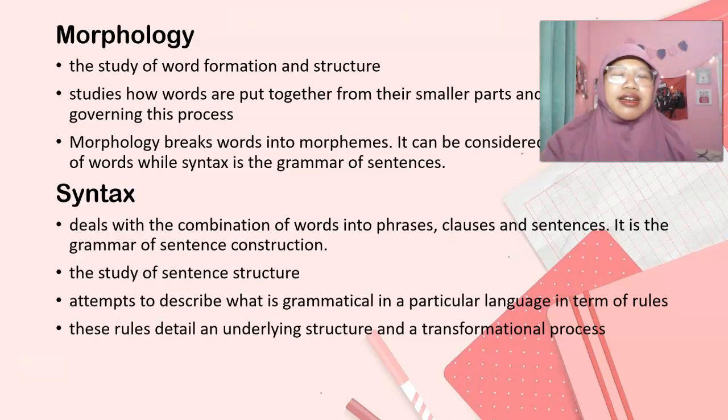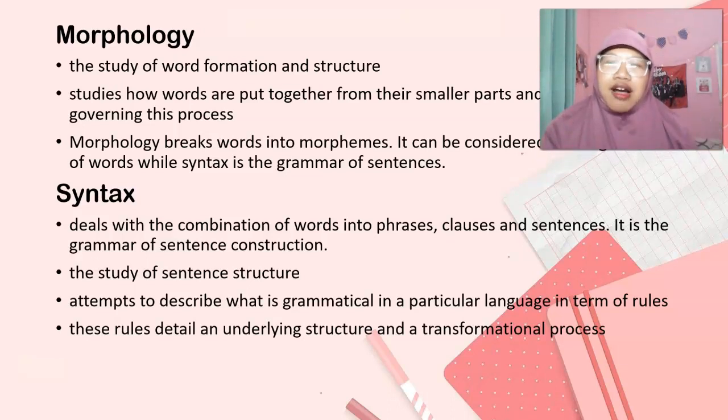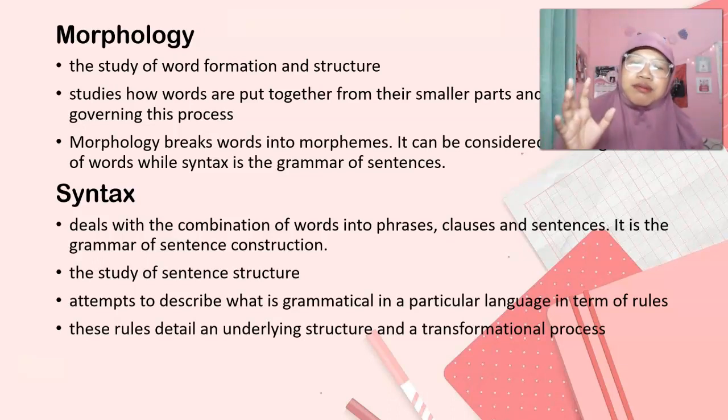Morphology, you will study word formation and structure. You will learn about prefixes, infixes, suffixes, and you will learn how to put those infixes, prefixes, and suffixes based on the rules. So they are not random. There are rules about which one to put first: the suffix first, the infix first, or the prefix first. You will learn more about that. And in morphology, you will learn how to break words into morphemes.